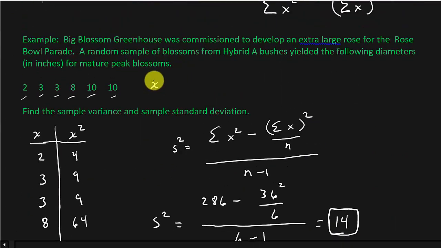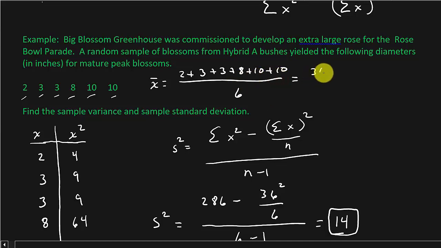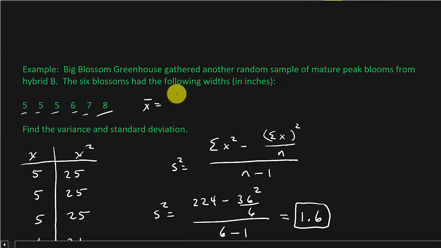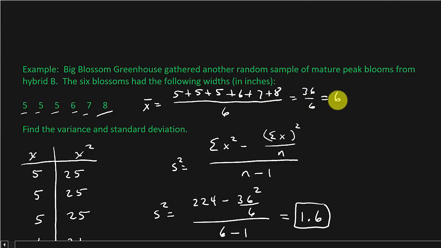and let's find the mean, x bar. That's 2 plus 3 plus 3 plus 8 plus 10 plus 10 divided by 6, that's 36 over 6, which equals 6. So remember, this is hybrid A. Hybrid A has a mean of 6. And let's look at hybrid B. x bar equals 5 plus 5 plus 5 plus 6 plus 7 plus 8 over 6. This is 15 plus 15 is 30, plus 6 is 36, over 6, which equals 6. Oh, look at that. You see that? The mean for each one of them is the same.